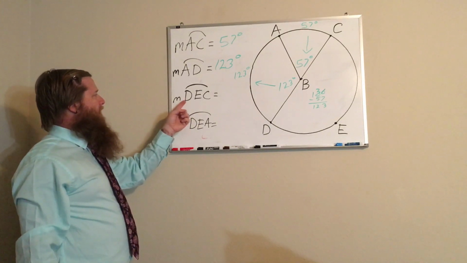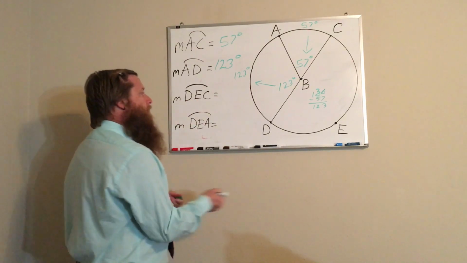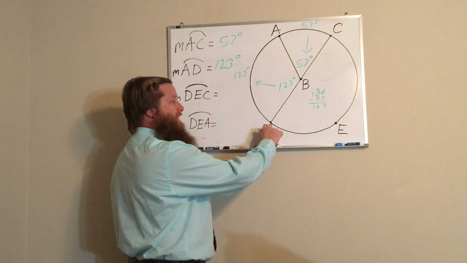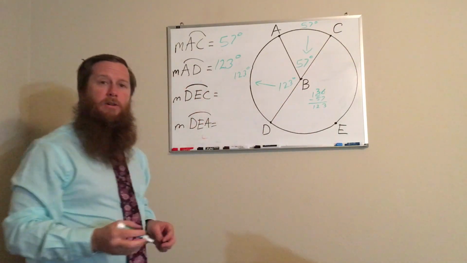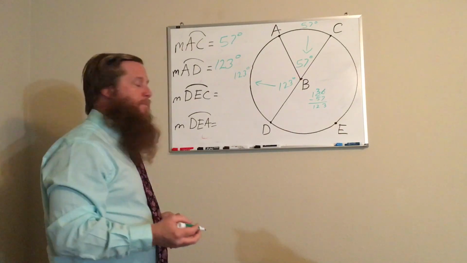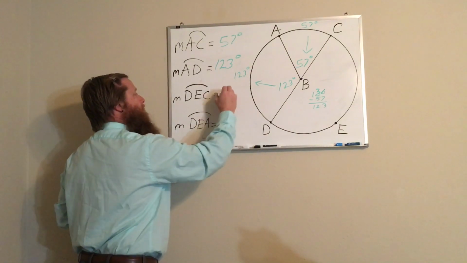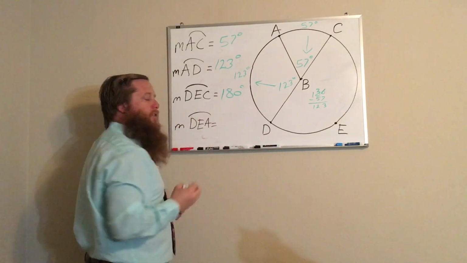For the measure of arc DEC, well, notice that D is the end of a diameter, C is also the end of a diameter, so we have what's called a semicircle. A semicircle always measures 180 degrees.